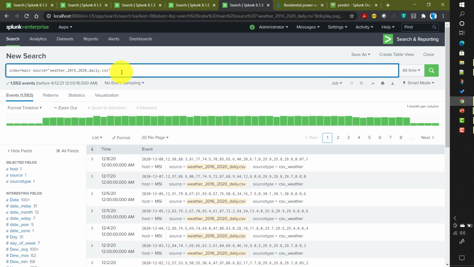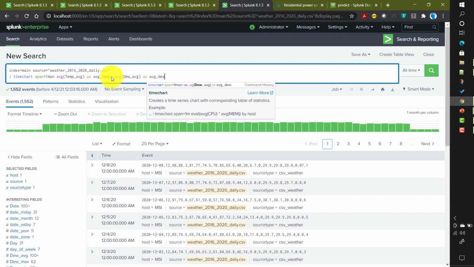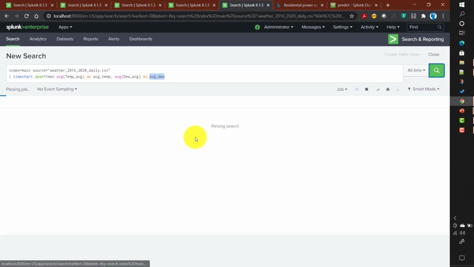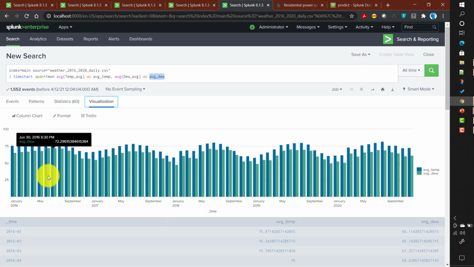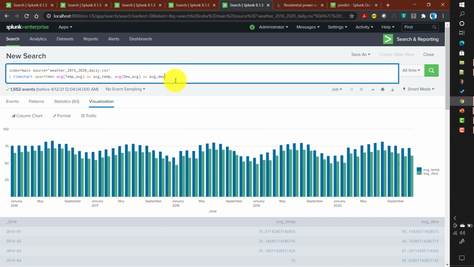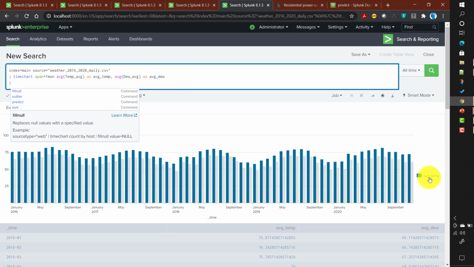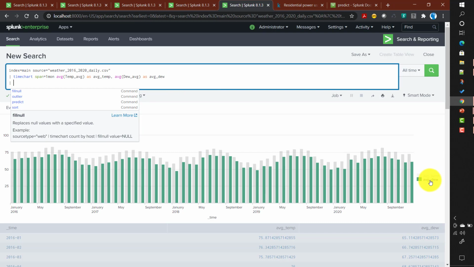In a similar way, I will be doing the timechart first, and then I will be using the predict command. Let's say I do it for 1 month only, span of the average of temperature as average temperature and dew average as well for that particular month. Okay, so if I just run it and go to visualization, this is how it looks, and you see it also has some kind of seasonality over here as well, correct? Now if I want to predict these two time series, one is the average temperature and another is the average dew.